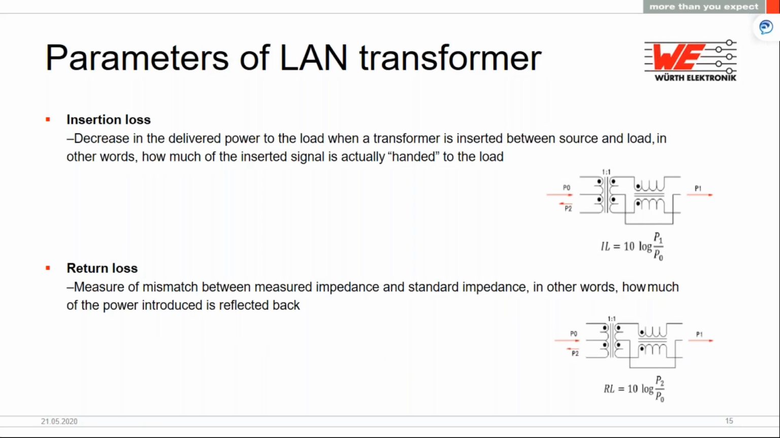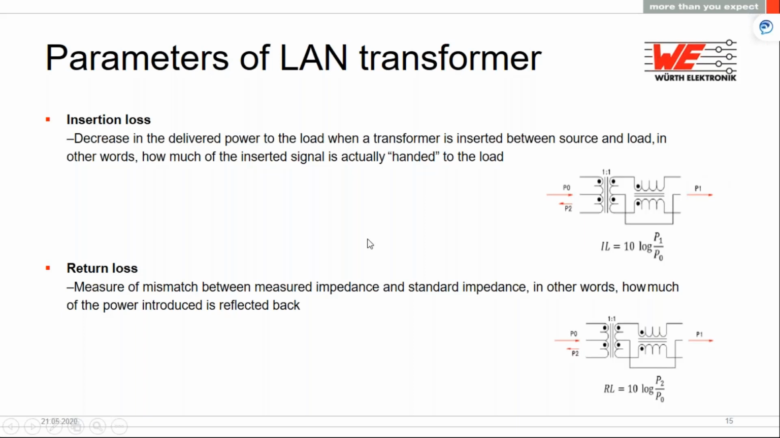Next parameter to look for is the insertion loss. Now, when we put a transformer in between the source and the load, some power gets lost through the transformer winding and its core. Insertion loss helps us to calculate how much exact signal is actually passing through the transformer and going to the load. So it will give us the value of what is the final measured signal that we get on the load.